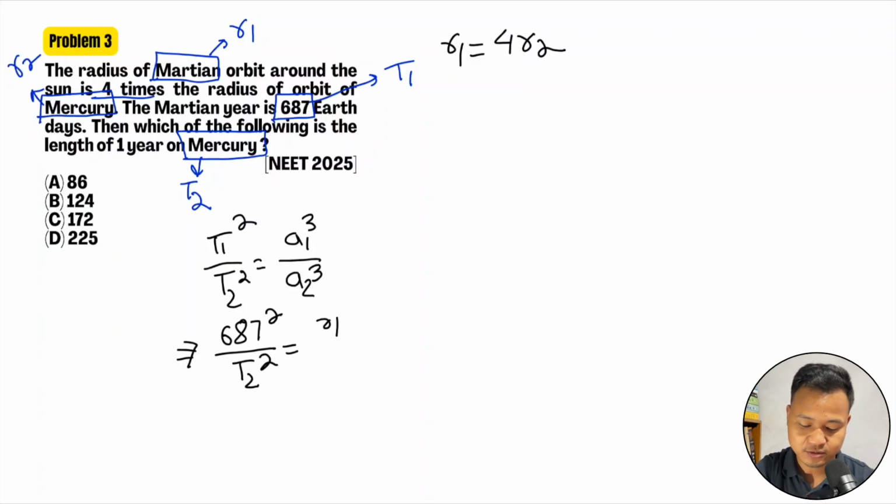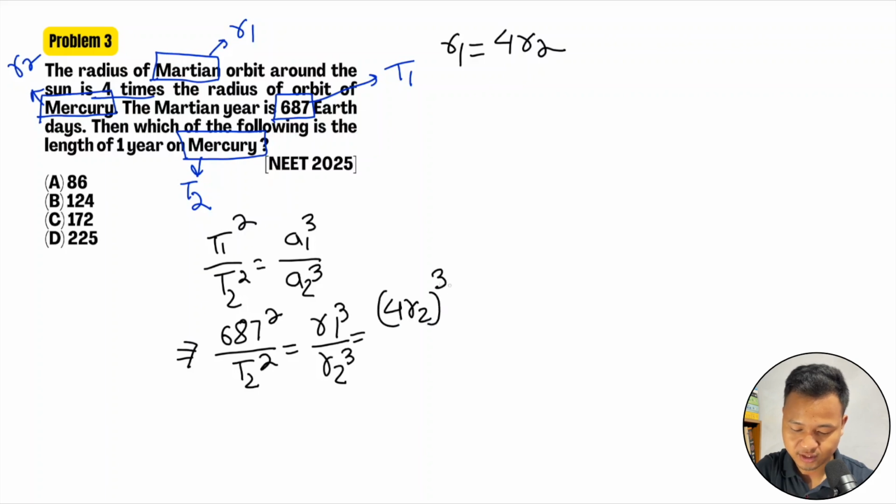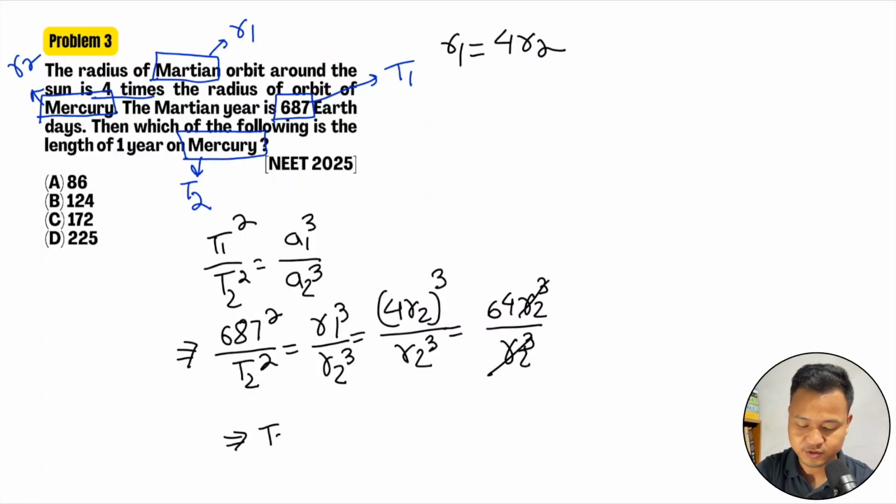So how much is this? R1 cube divided by R2 cube. R1 is 4R2, so it is 4R2 cube divided by R2 cube. 4 times 4 is 16, 16 into 4 is 64. So 64 R2 cube divided by R2 cube. R2 cancels out, remaining 64. So T2 square should be equal to 687 square divided by 64, and 64 is 8 square.